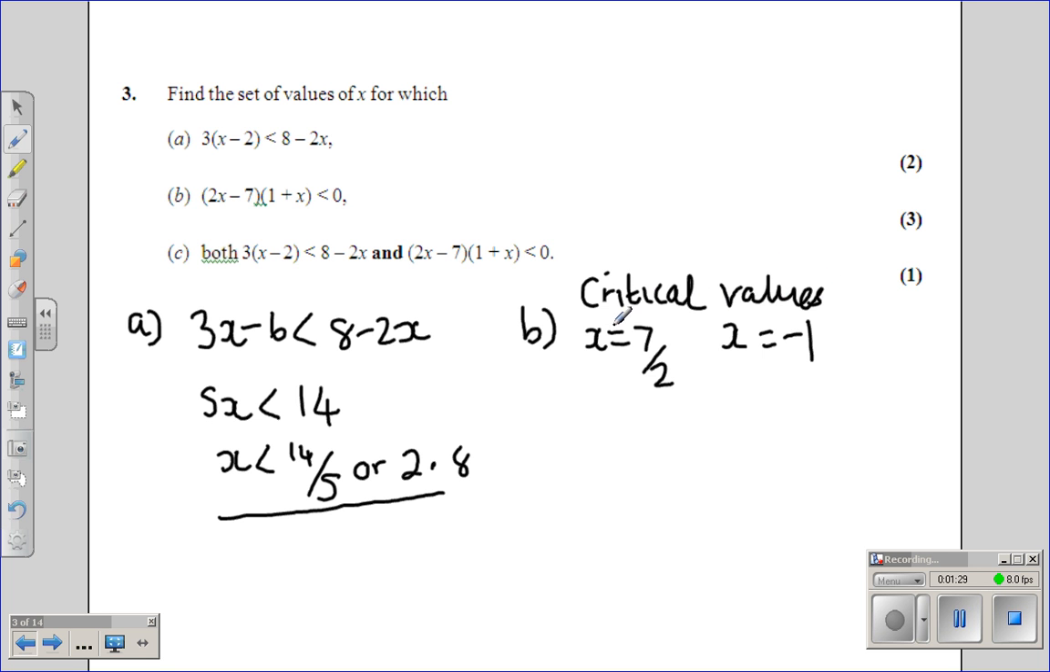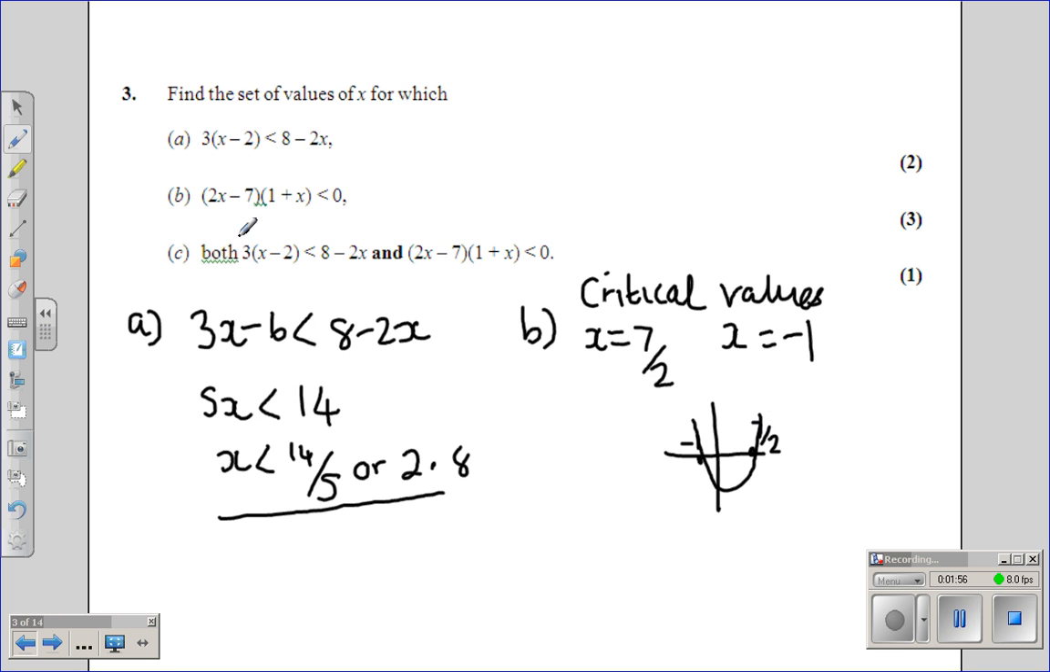And we need to decide if it's going to be less than, greater than, less than, greater than. And the way we decide is to consider the graph. And the graph is just a quadratic graph. It's a parabola. And the critical values tell us that it crosses at 7 over 2, which is about here, and -1, which is about here. And it's a positive x squared graph, positive parabola, like that.